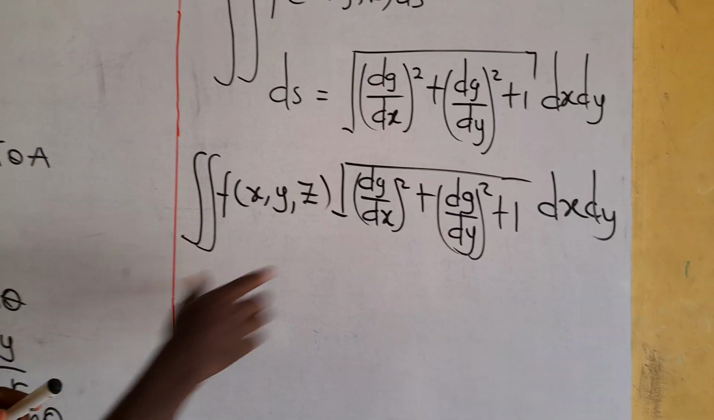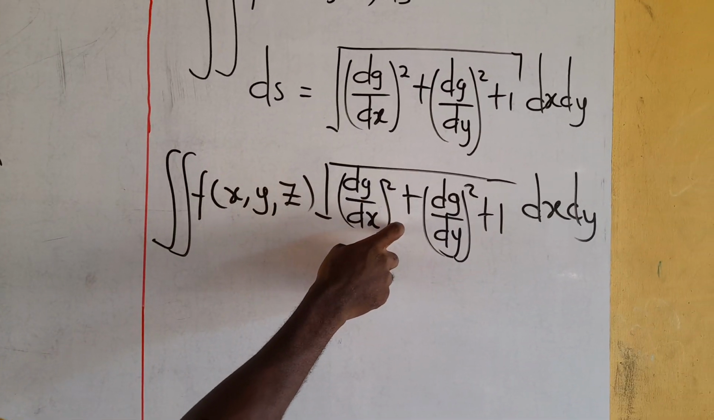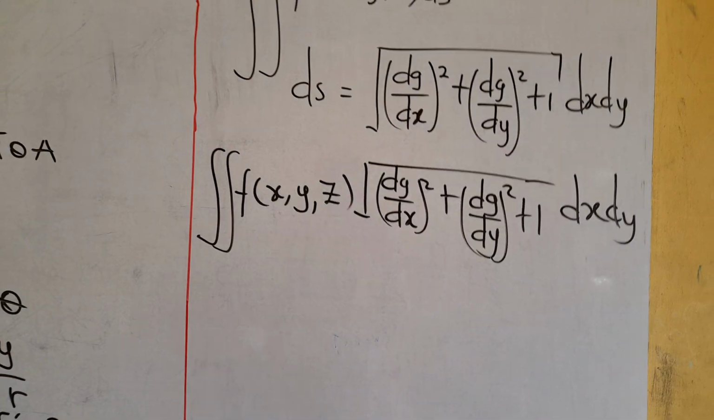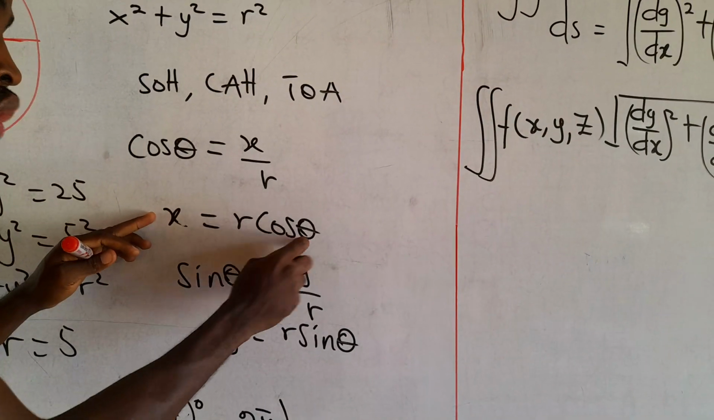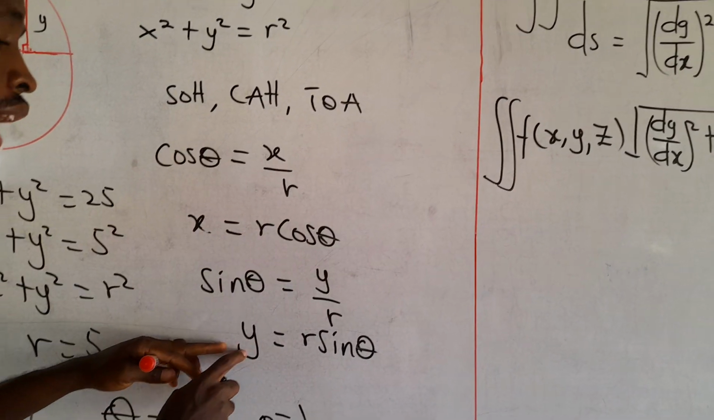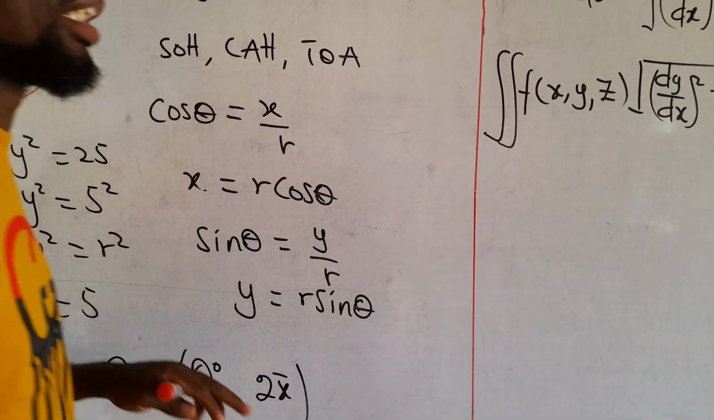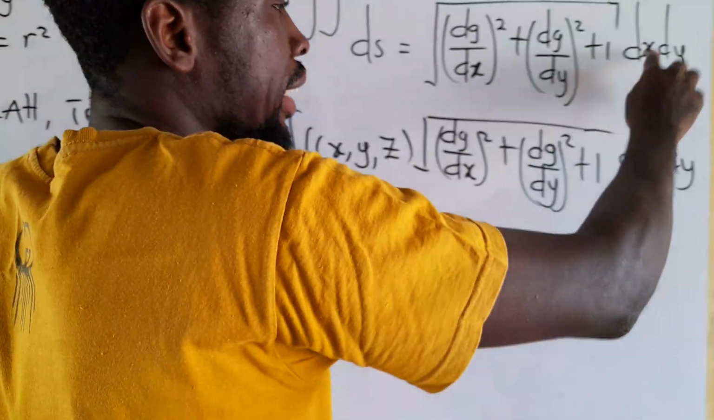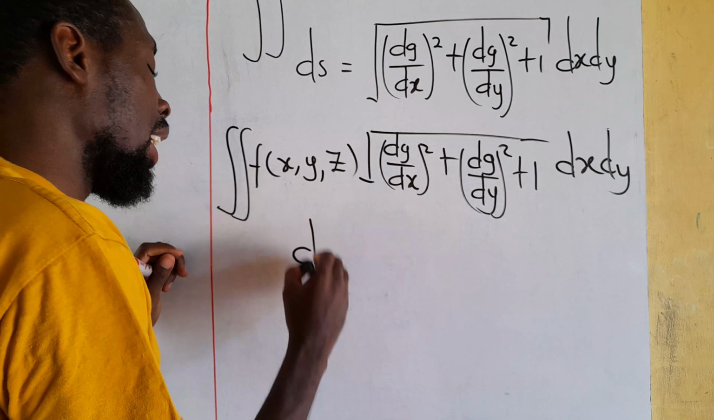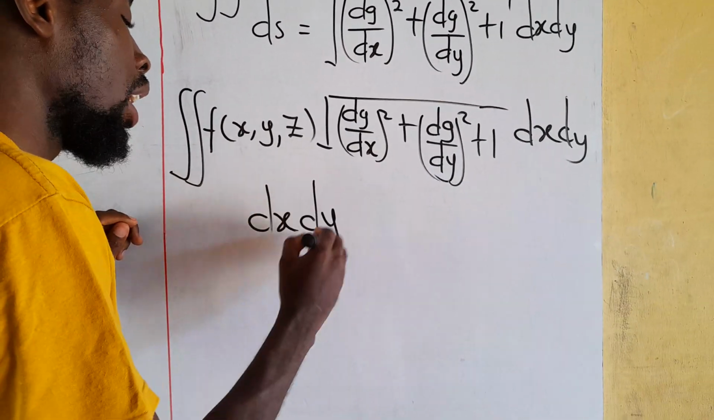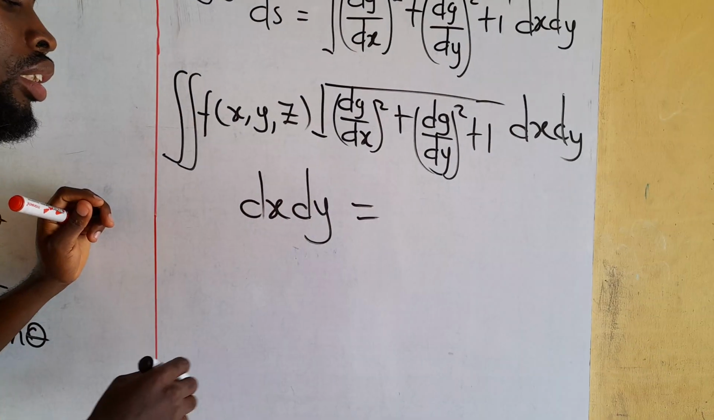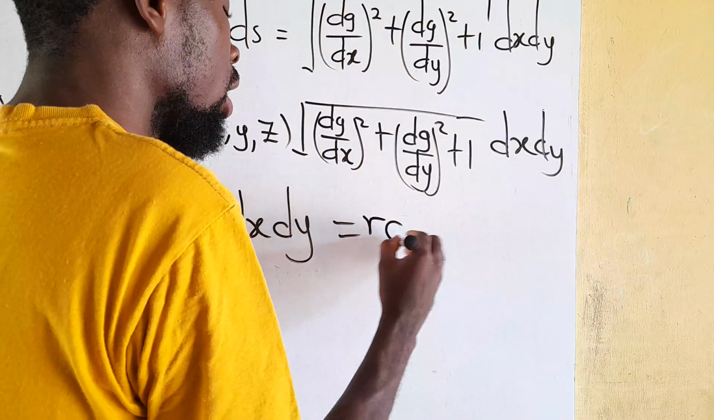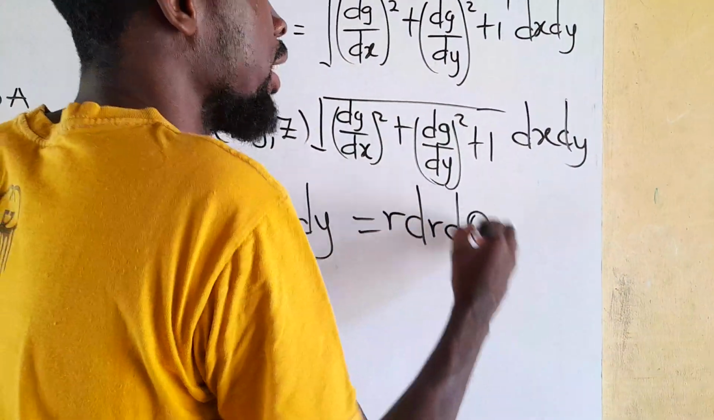Any place we see x here, we substitute r cos theta. Any place we see y, we substitute r sin theta. What of the dx dy? Our dx dy will give us r dr d theta.